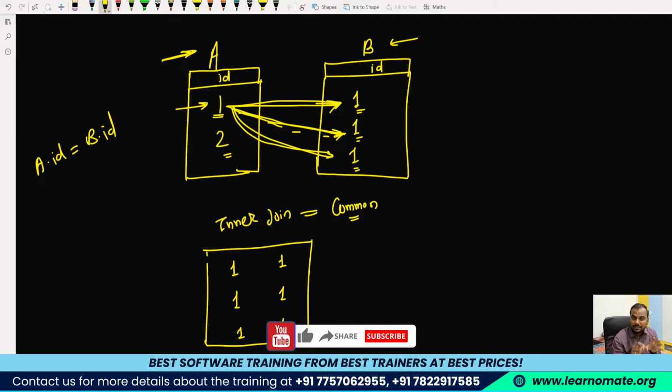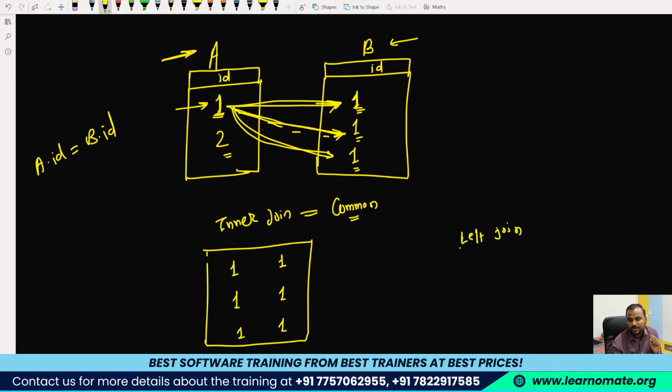So in this join, the very important thing that you need to understand is that 1 will be compared with all the 1s which are available in the B table. That is the inner join. What about the left join? Let's try to understand the left join. In the left join, all the records from the left will come, plus the common records will come, correct? All the left side and common records will come, right?